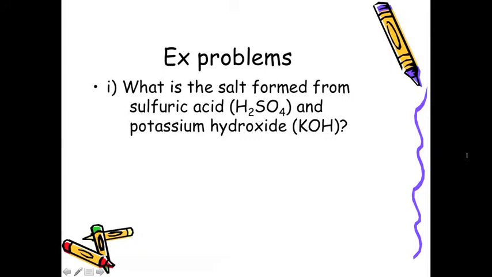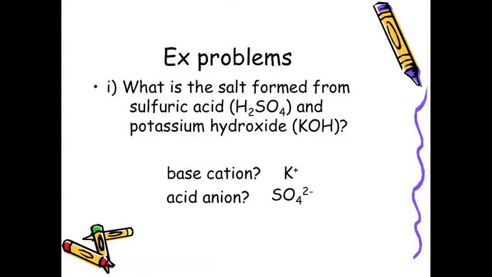Here's an example of a problem that you might see. What is the salt formed from sulfuric acid, H2SO4, and potassium hydroxide, KOH? The base cation is potassium, the base being KOH. Since it has OH, it's a base. The acid anion is SO4 2-. Now, in H2SO4, the H is what makes it an acid, and therefore the other stuff is the ion. So, if I ask you what the salt is, take those two, cation and anion, together, you get K2SO4, that is your salt.